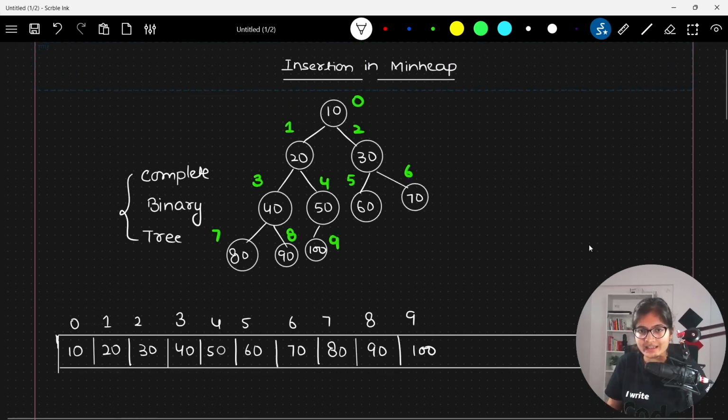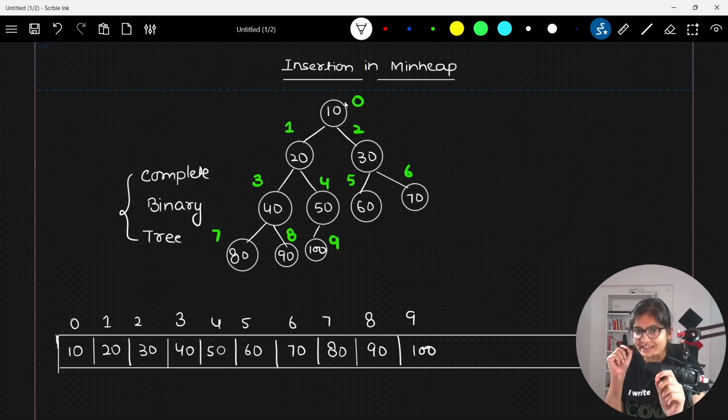Now, is this a Minheap? Yes. Why? Because if you observe the data of every parent node, it always has a value less than the child node. So 10 is less than 20 and 30, 20 is less than 40 and 50, 40 is less than 80 and 90, 50 is less than 100, 30 is less than 60 and 70.